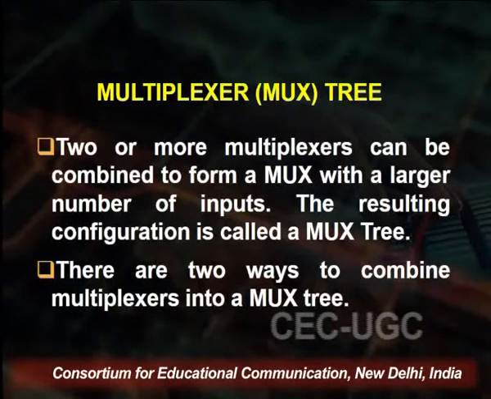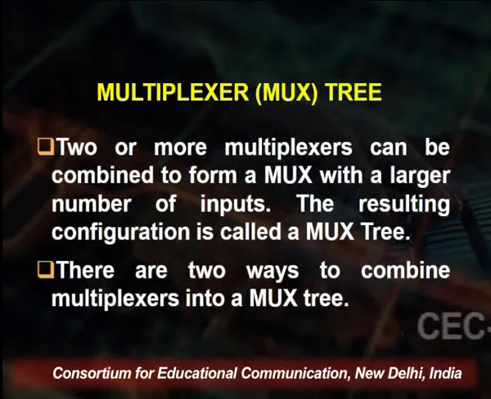And there are 2 ways to combine multiplexers into a MUX tree. One is to have an OR gate at the output of all the multiplexers. And the other is to have a multiplexer at the end of all the multiplexers. We'll consider both the cases and see how the concept of MUX tree works.